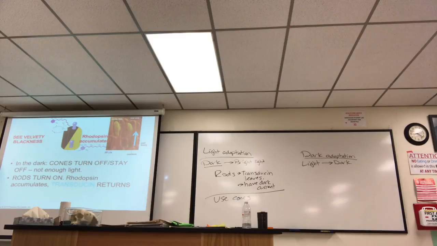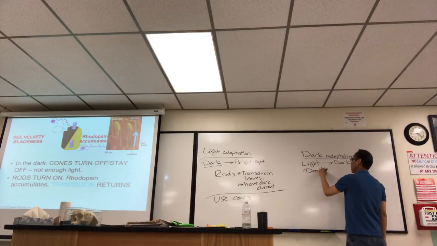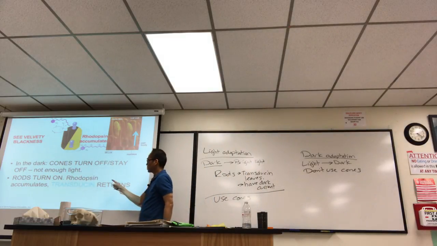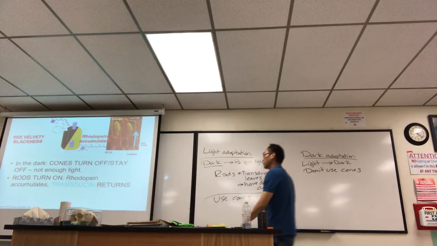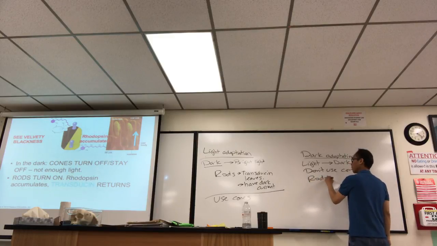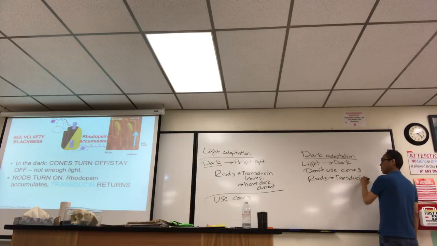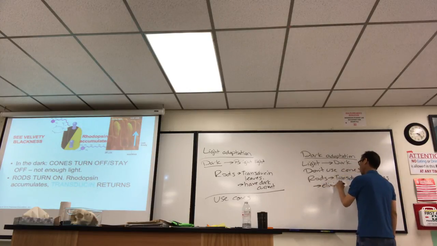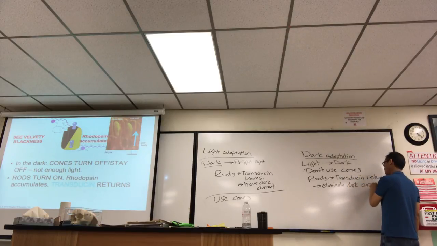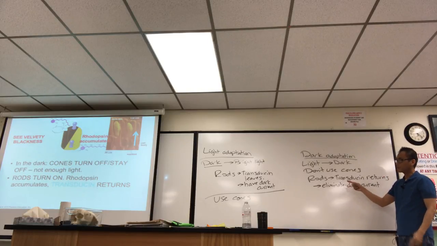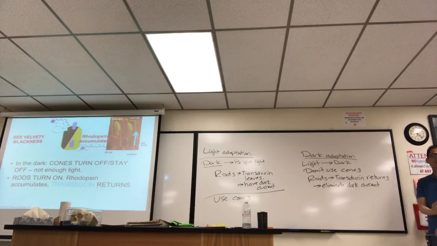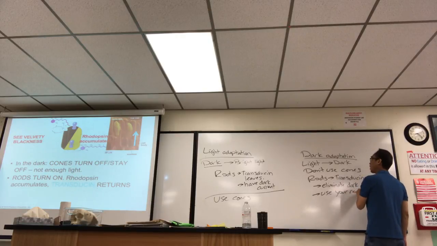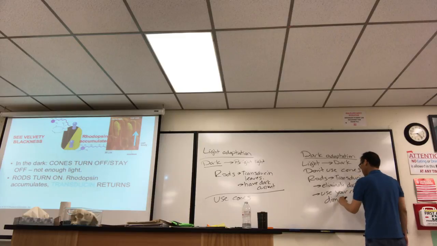So in the dark, I'll just say don't use cones. So what happens is, for the rods, turn those on, the translucent returns. Okay. Eliminate dark current. So that way, you're using your rods for the dim light vision. Whatever little light is in the room, they'll work so you can see in the dim light. Use rods for dim light vision.